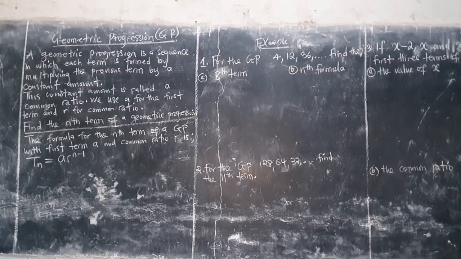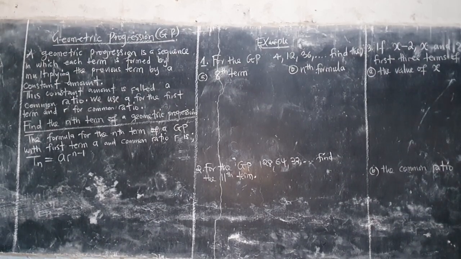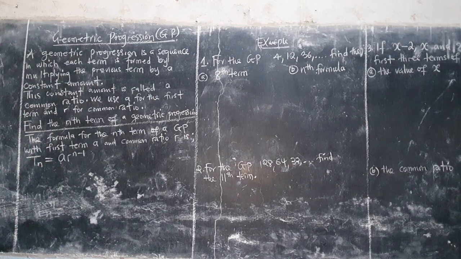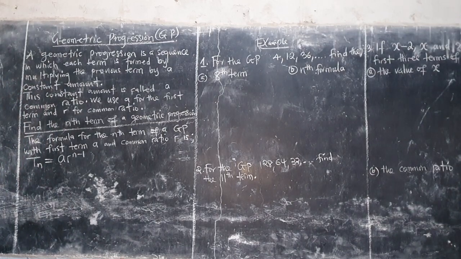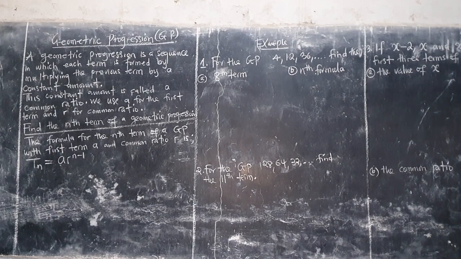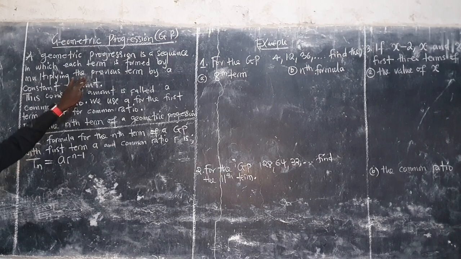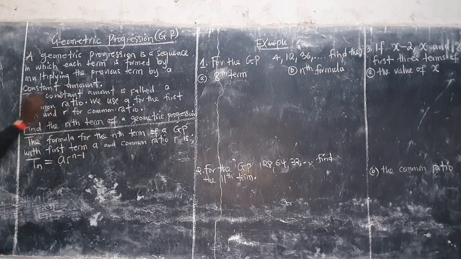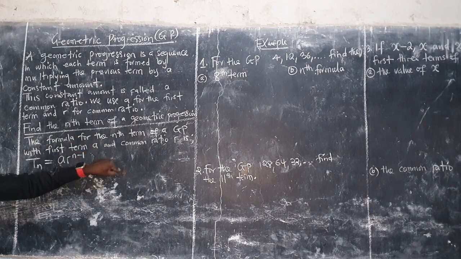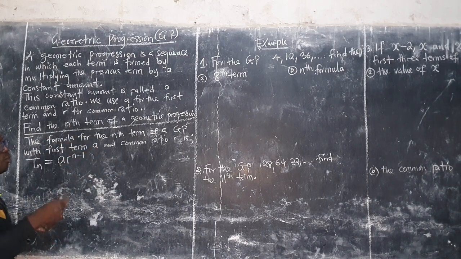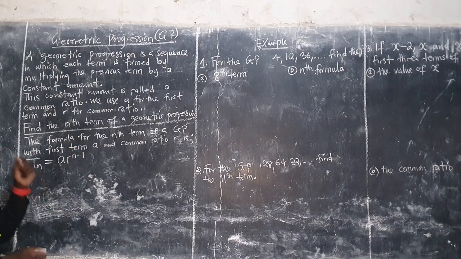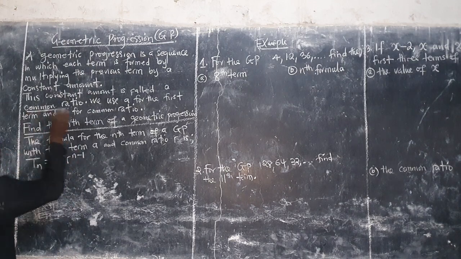All right, so we're looking at the geometric progression. Under geometric progression, we're saying a geometric progression is a sequence in which each term is formed by multiplying the previous term by a constant amount. So for us to have the next term, we're supposed to multiply with a constant amount. And that constant amount is called the common what?